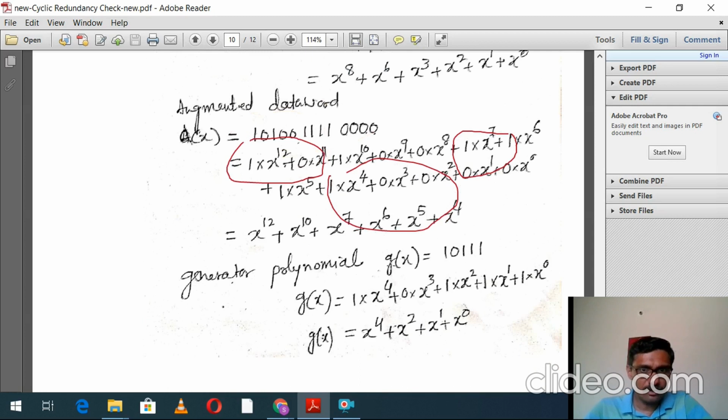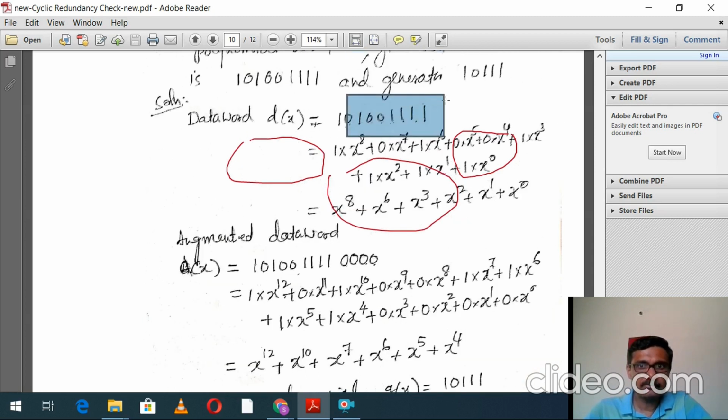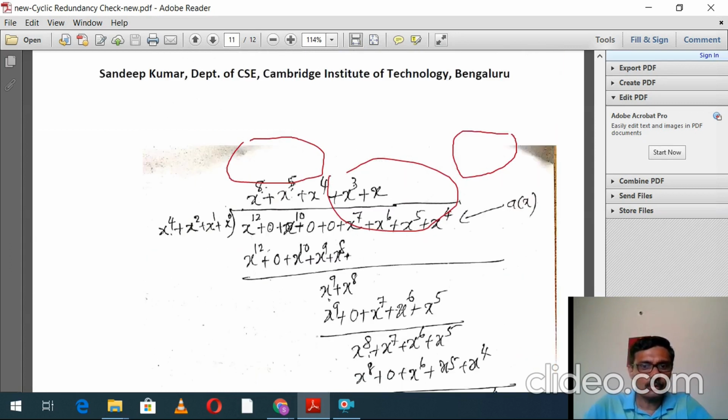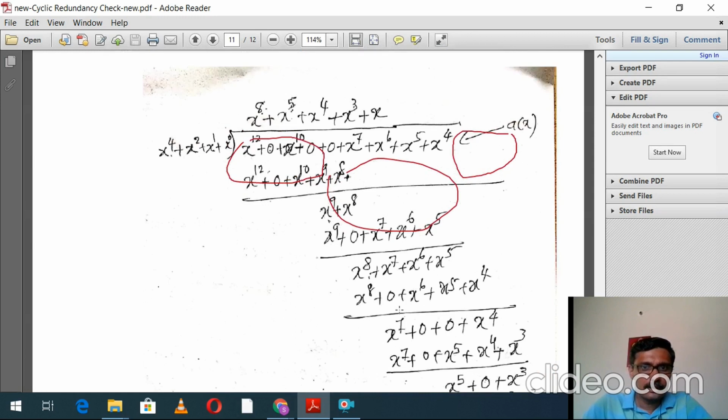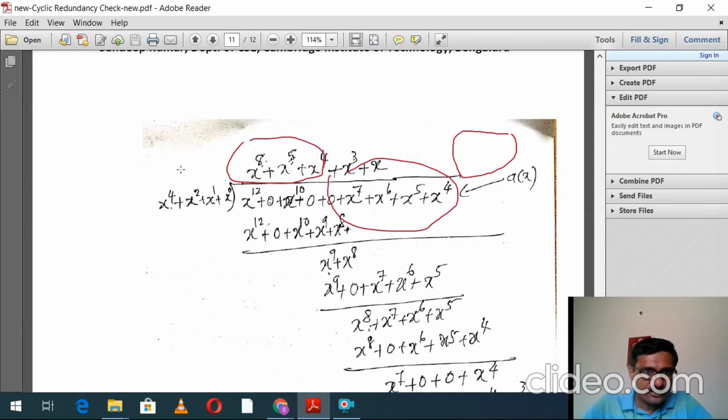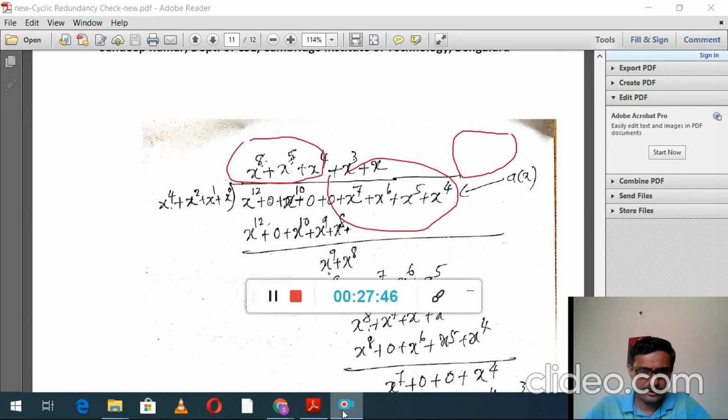Similarly, the generator polynomial which is given, that is the divisor, 10111, and its polynomial representation is x power 4 plus x power 2 plus x power 1 plus x power 0. Now let us see how to perform the division operation. This is the generator polynomial, or divisor, and we have already got the augmented data word here.